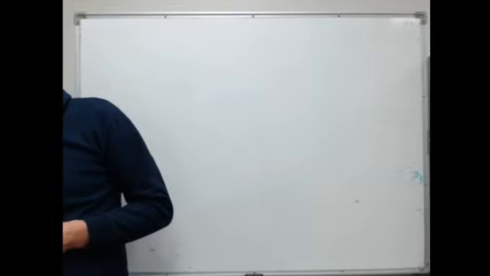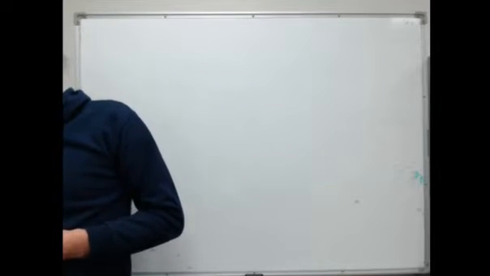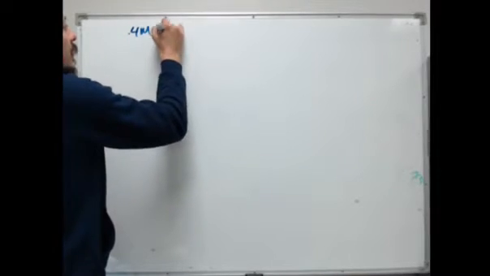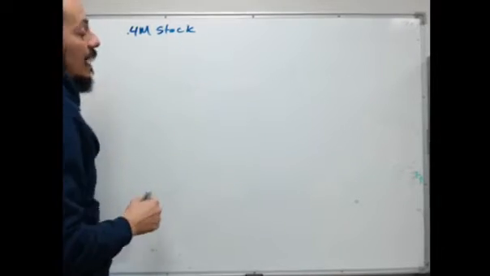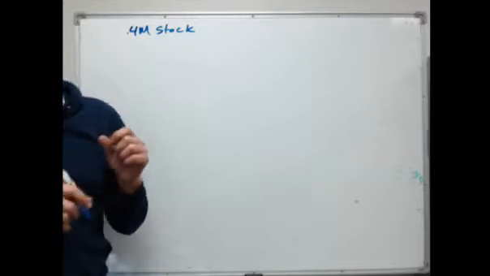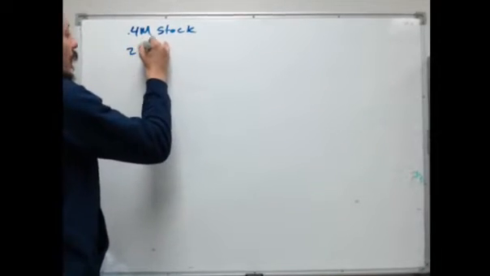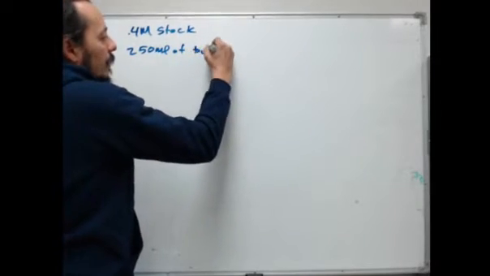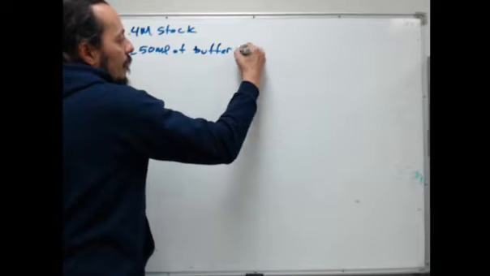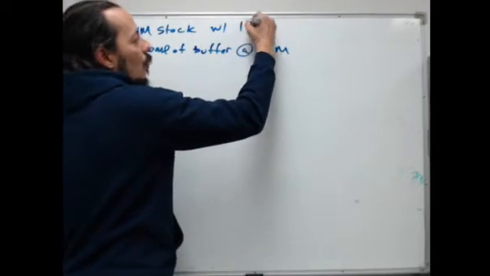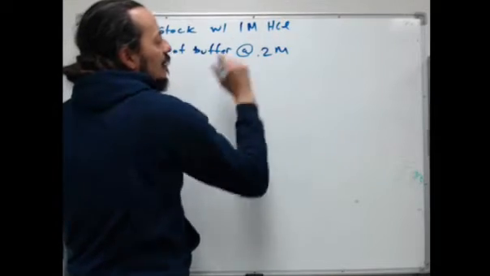So this is a buffer prepared from 0.4 molar stock solution, and we want to make 250 milliliters of a 0.2 molarity buffer, using the 0.4 molar stock with 1 molar HCl.